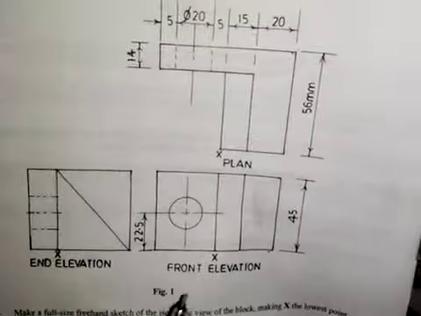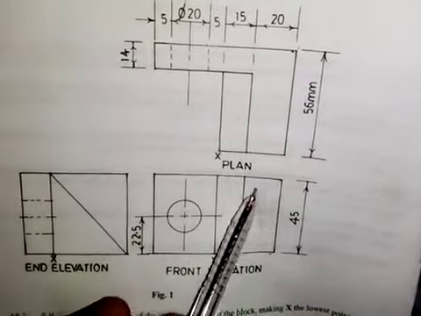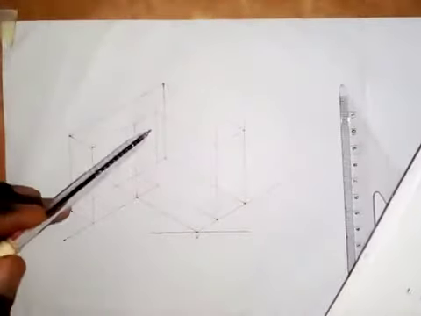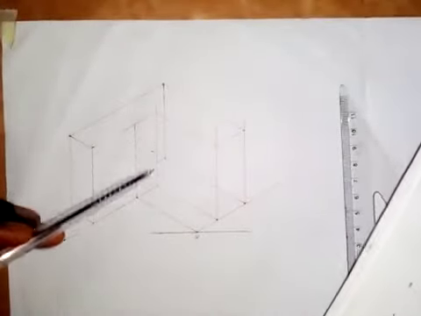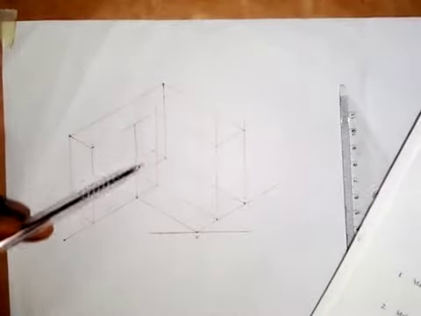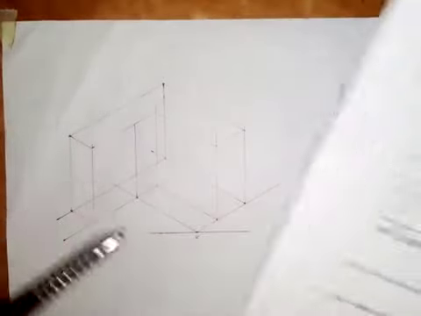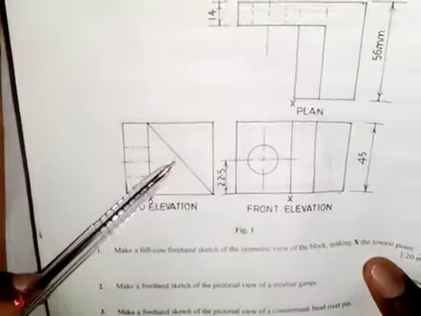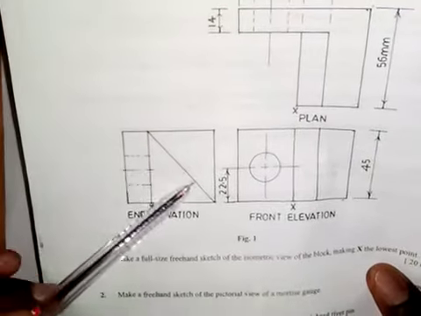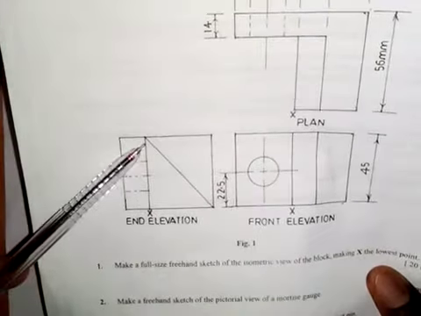Look at what we have here. We have this rectangle, which is here as I said. This rectangle that we have here in the front elevation, we can assume that this is the rectangle, but it is not actually this. So we come to the end elevation. If you look at this line in the end elevation, we are looking at this object in this direction.